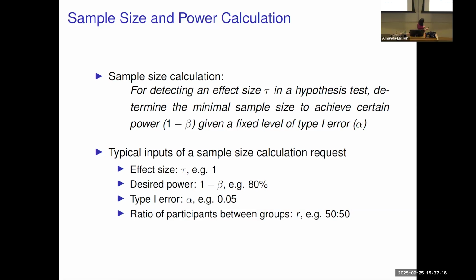The typical input of a power calculation looks like this. The PI will tell you the effect size, say 1 or 2, and the desired power, usually 80%, and the type 1 error, usually 0.05. Because we're doing a treatment effect, you also need to know the proportion of treated. If it's 50-50, then it's 0.5.